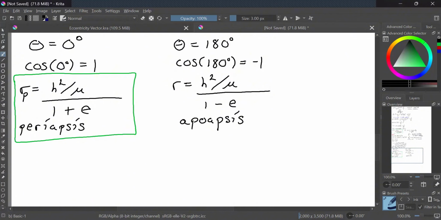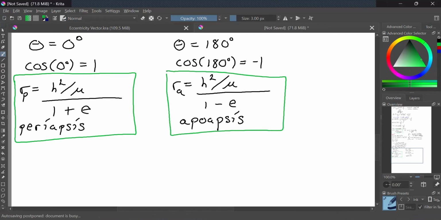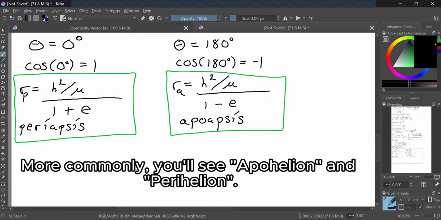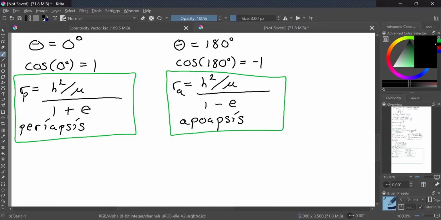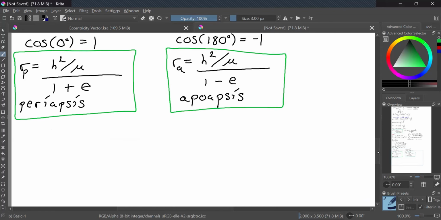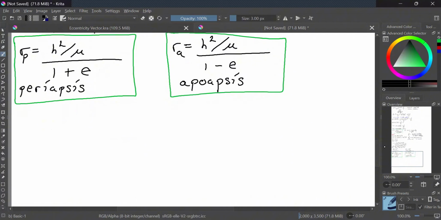Mark that as R sub A. Depending on what body you're orbiting around, if you're orbiting around the sun, sometimes you'll give it a fancy name like the aphelion or the perihelion, or the perigee and apogee if you're orbiting around the Earth. Just know that these are all referring to the periapsis and the apoapsis for those bodies. So, I don't know about you, but I'm curious enough: what is the periapsis and apoapsis of our Earth satellite system?